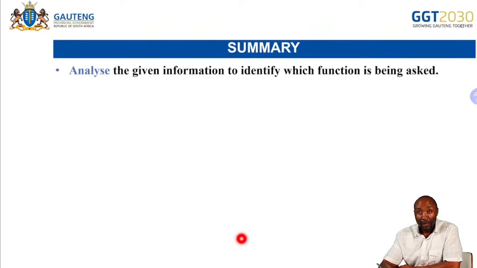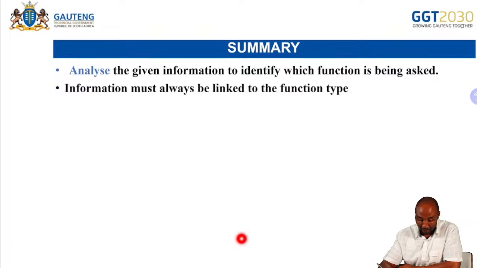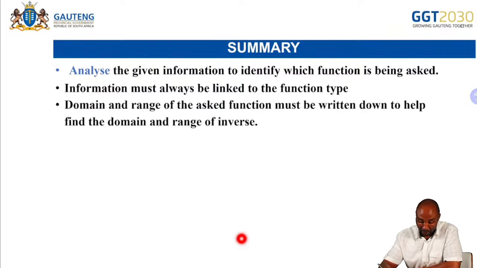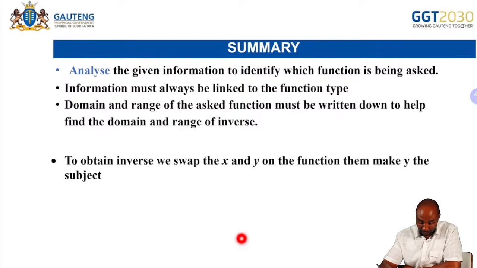Now, let's always analyze the information that we are given to determine the type of function that we are working with in order for us to do the correct thing. Information that we deduce should always be linked to the function type that we are dealing with. The domain and range of the function must be written down to help us find the domain of the inverse. We will discuss more about this next week.